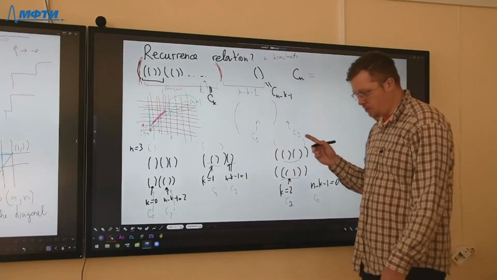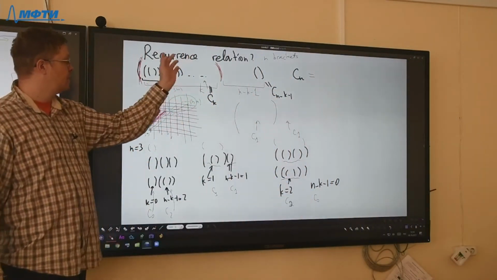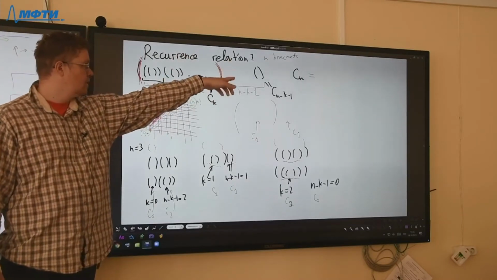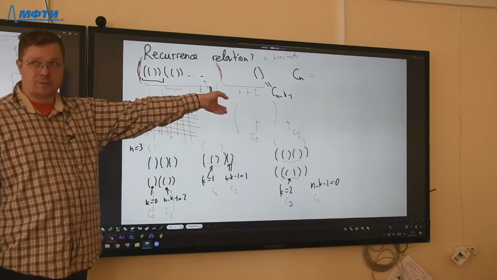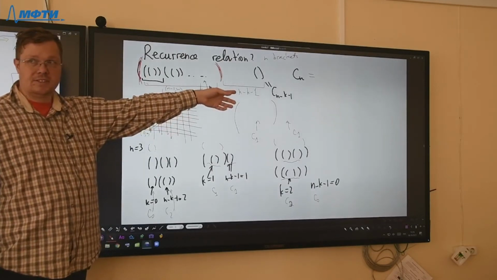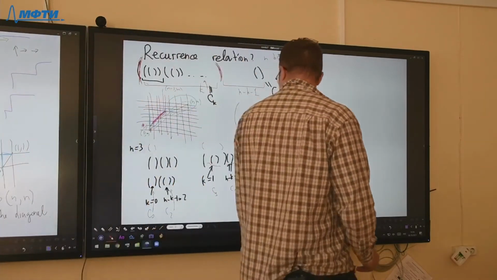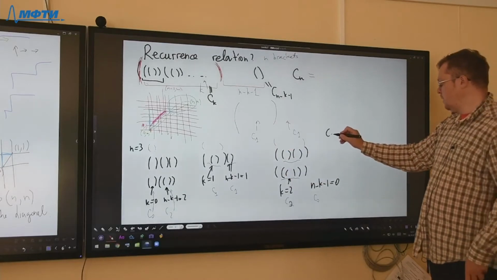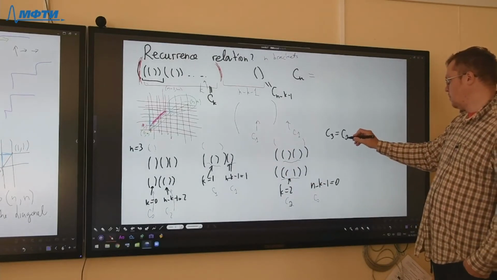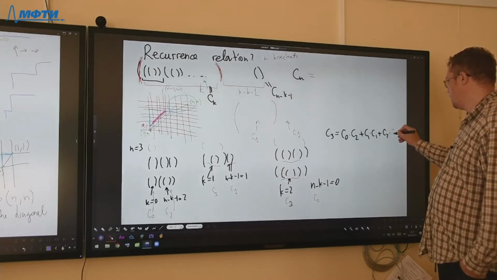Such sequences of correctly matched brackets. So for each correctly matched bracket sequence inside, I will have the corresponding brackets outside. So this means that I need to take the product of these two, and then I just need to sum it up. For example, if I want to calculate C3, I need to write the following formula: C0 times C2 plus C1 times C1 plus C2 times C0.